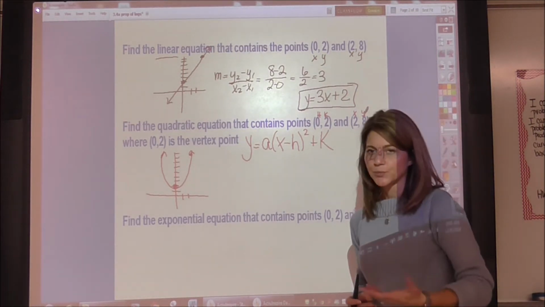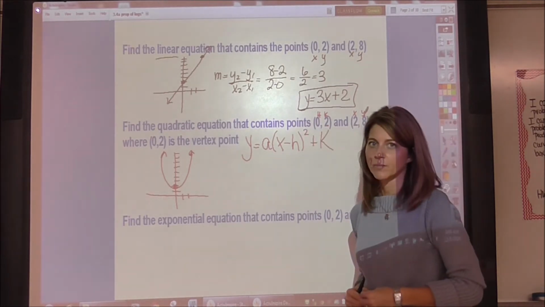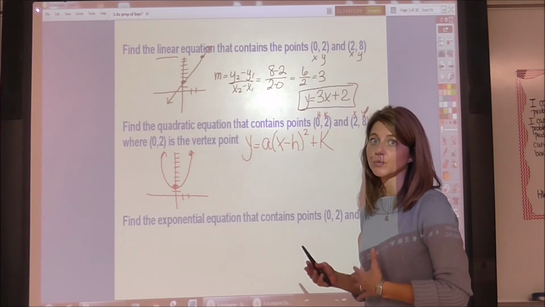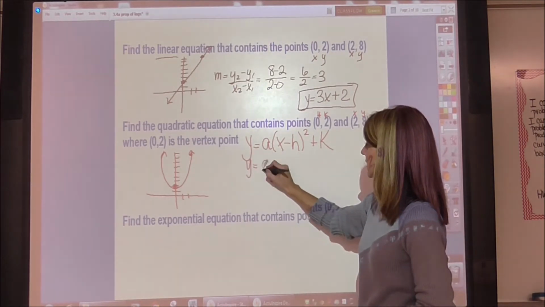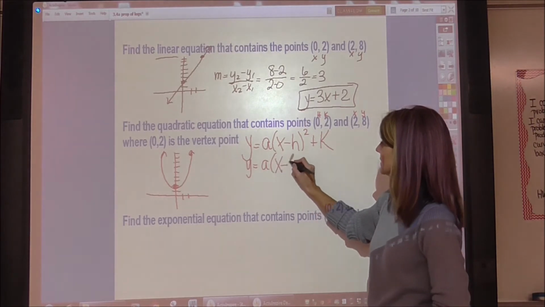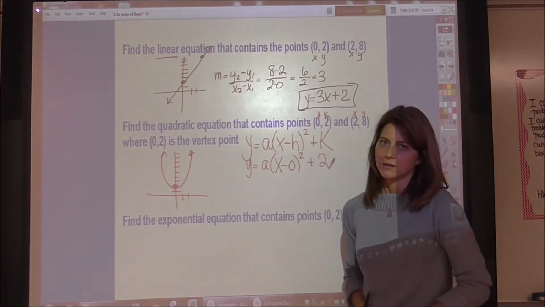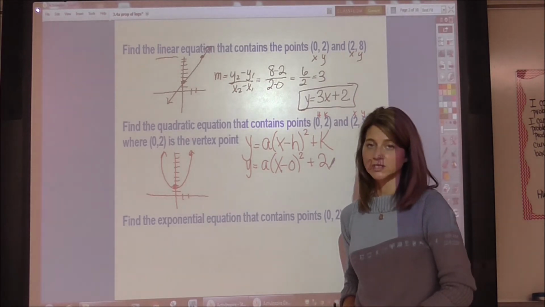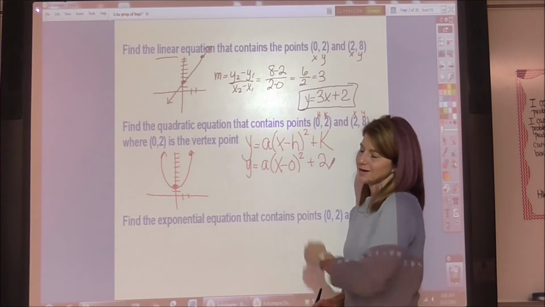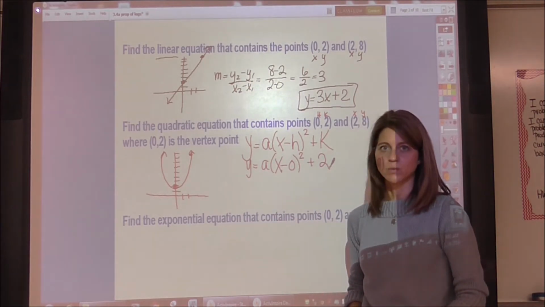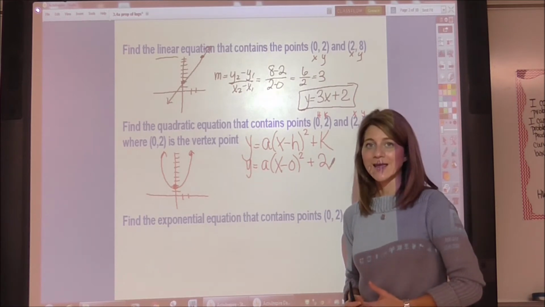Okay, let's go put some numbers in. Well, h and k are my vertex, so I'm going to put in 0 for h and 2 for k. So I have y equals a times (x minus 0) quantity squared plus 2. This is actually really close to being finished getting my vertex form of a parabola. And you don't have to write x minus 0, you can just write x squared. It's okay, but I'm leaving it there so you see where the 0 is. I just have to find an a value.